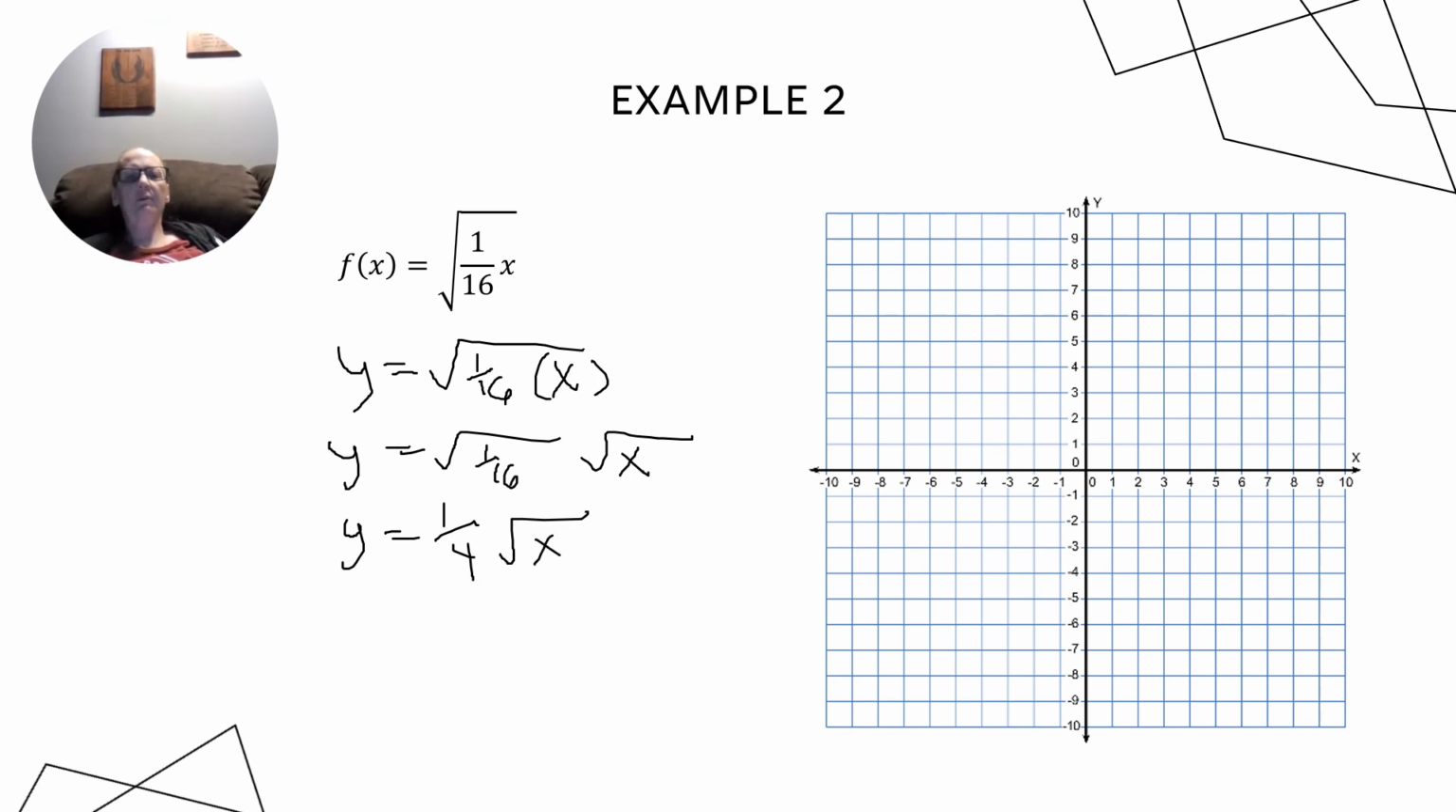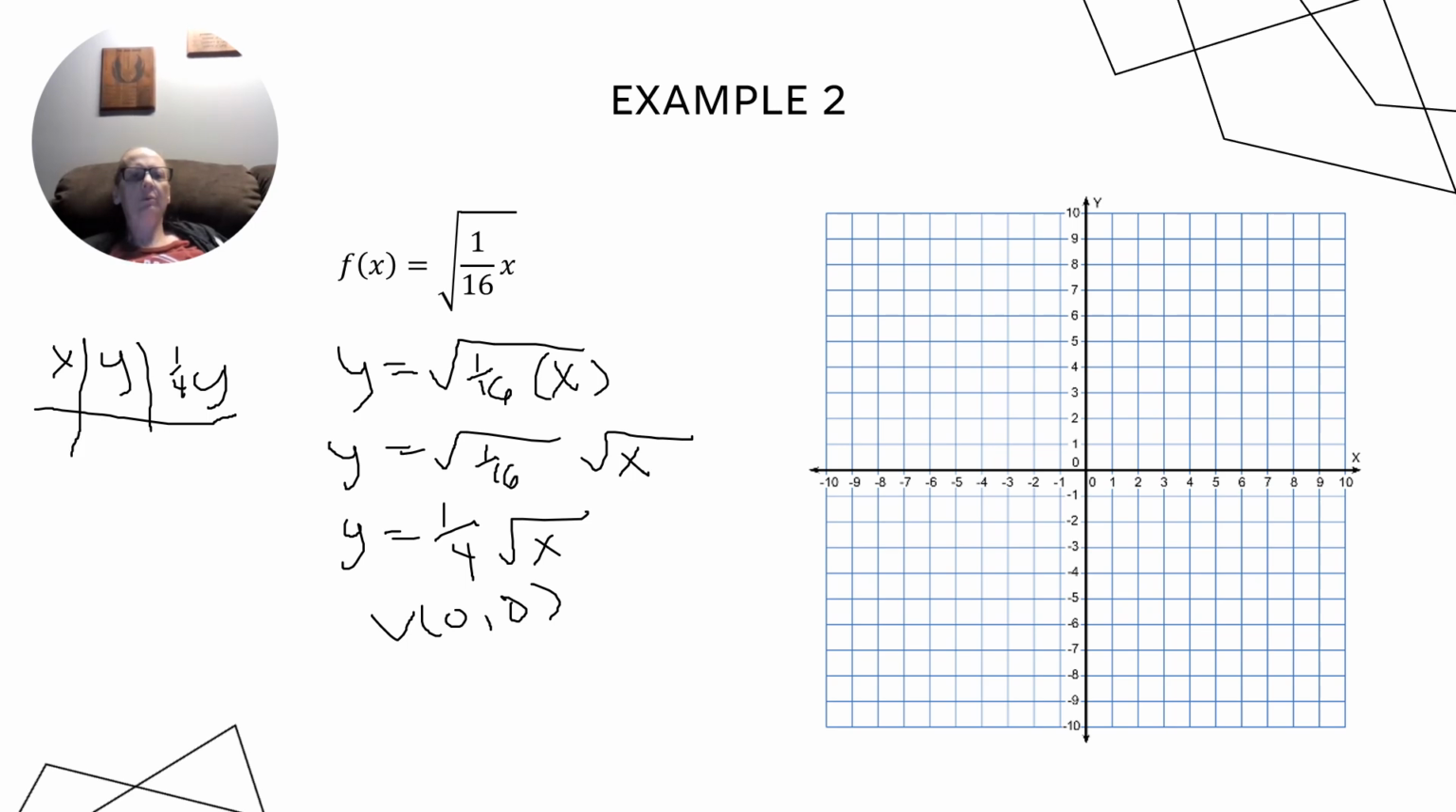So in this case, my vertex is 0, 0, because there's nothing inside or outside of the square root. And then we have an a of 1/4. So I'm going to do that over here, x, y, and 1/4 times the square root of x. So this will be normal. It will go up and then to the right. They always go to the right. So that's easy to remember.